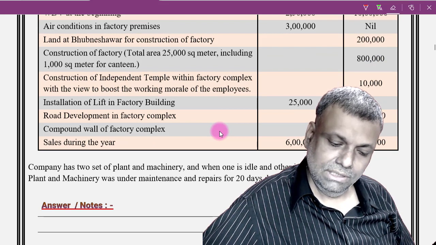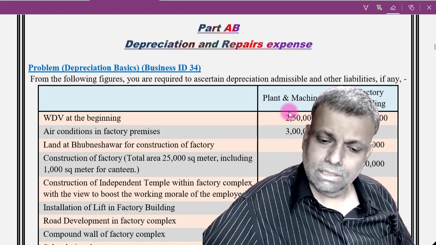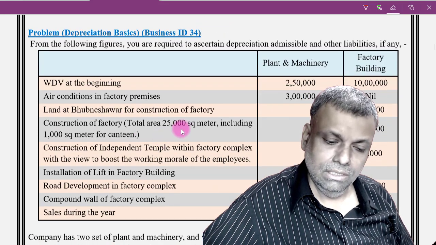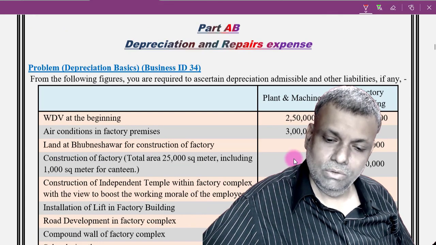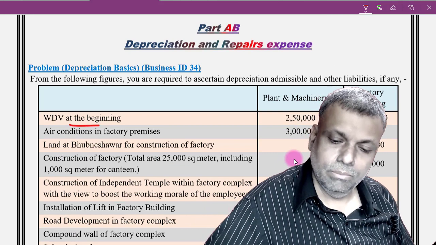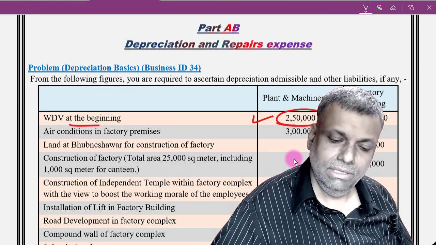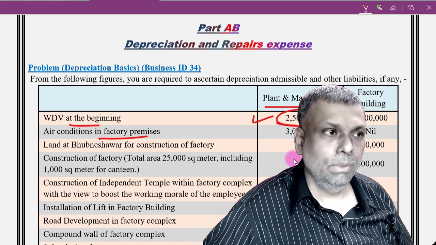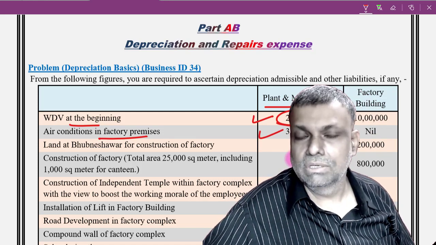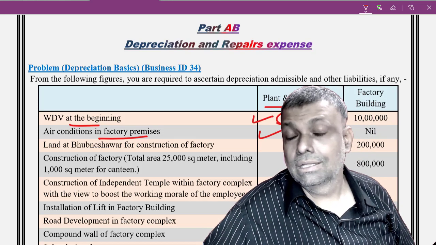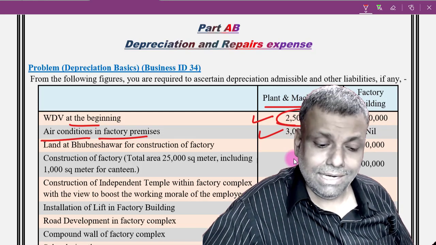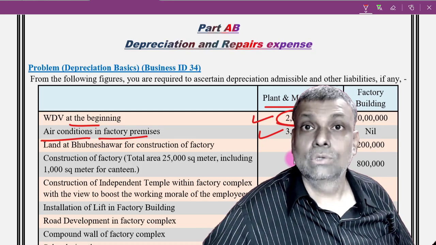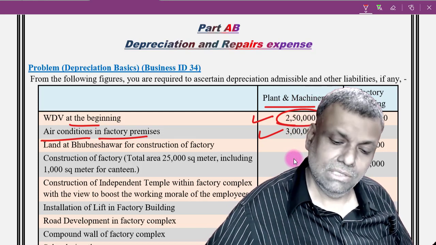Now see, there are two separate blocks, plant and machinery, and factory building. WDV at the beginning, the opening WDV, is available to you. Next, plant and machinery: air conditioners in the factory premises, so you can add this to the block because an air conditioner is plant and machinery. Can I say that air conditioners in the factory premises are plant and machinery? Yes, they are, so I will be adding that.